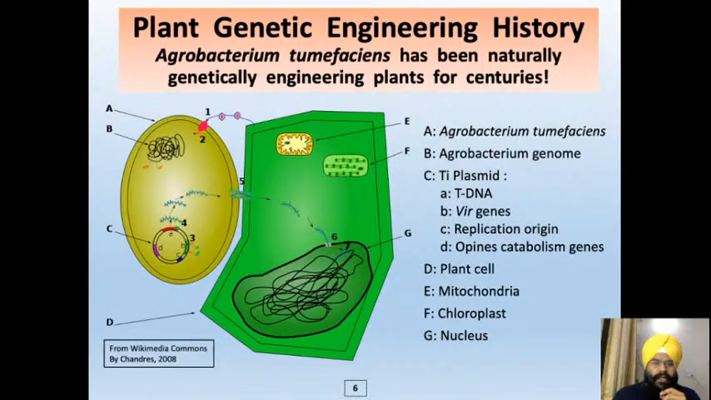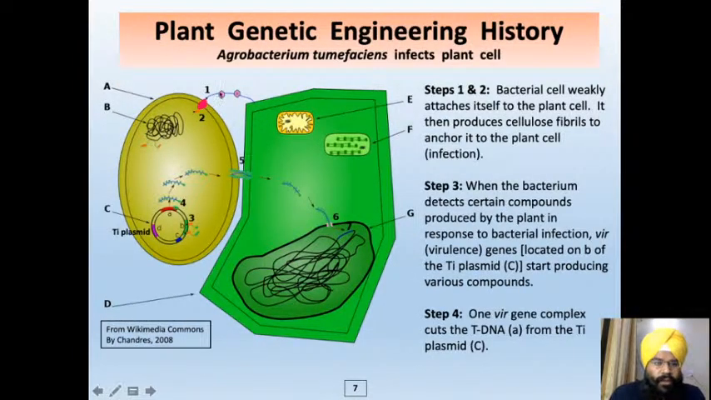So, plant genetic engineering in history. This has been done naturally, genetically engineering plants, for centuries. This is your Agrobacterium tumefaciens, and this is its genome. Here is your Ti plasmid with a transfer DNA, Vir genes, replication origin, and then it has opine catabolism genes. Then this is a plant cell, where it has mitochondria, chloroplast, and this is the nucleus.